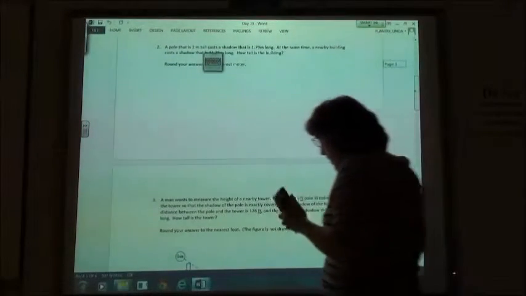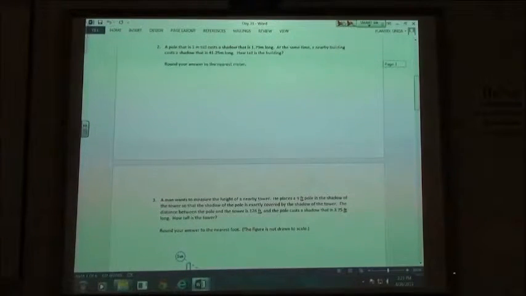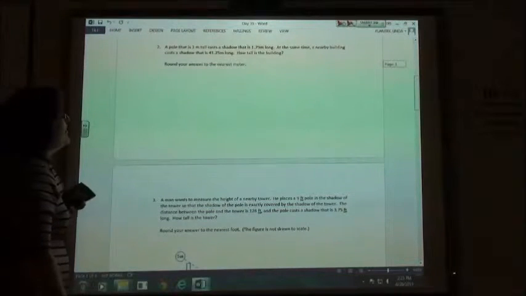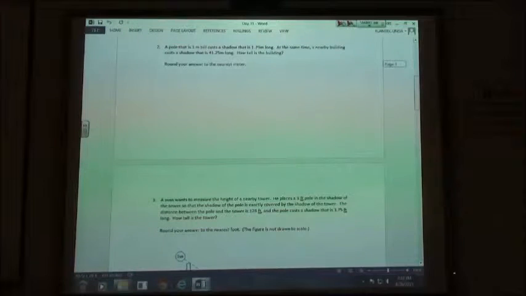Number 2, they weren't nice this time and didn't draw the picture. But it says, a pole that is 3 meters tall casts a shadow that is 1.79 meters long. At the same time, a nearby building casts a shadow that is 41.25 meters long. How tall is the building?